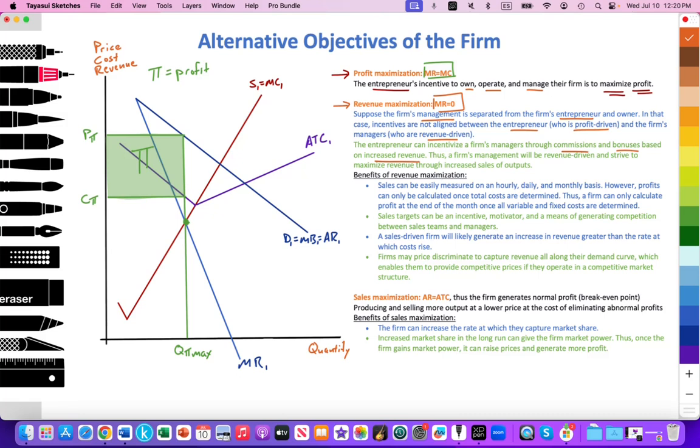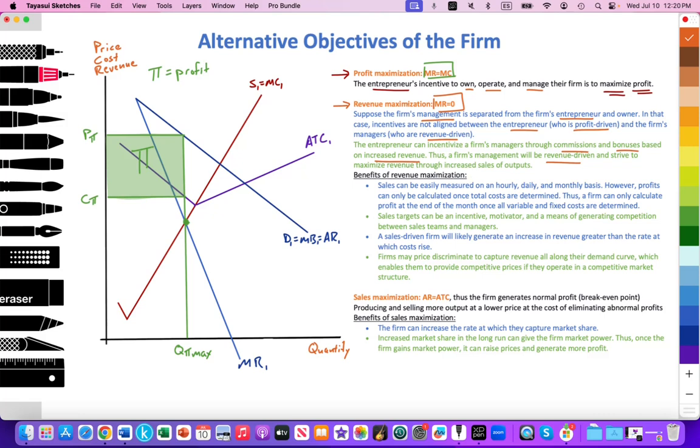Since there's a misalignment between the incentives, the entrepreneur is very profit driven, and the manager's not very profit driven because they don't take that profit home as a form of income. They just take their wages home. So the entrepreneur may have to sacrifice some of his profit to motivate his managers. Thus, the firm's management will be revenue driven if it's provided a commission on sales or bonuses based on meeting certain targets, and they're going to strive to maximize that revenue through increased sales of output.